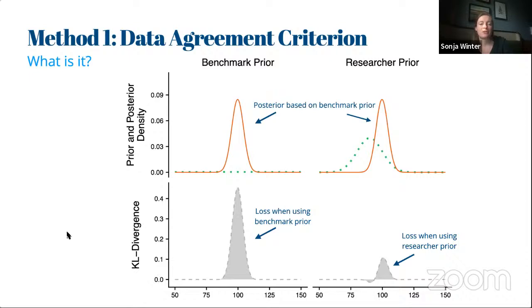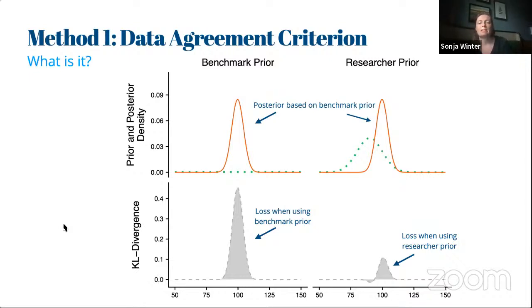And we see this in the top left of this figure. The green dotted line represents a very flat prior, and the orange solid line represents this posterior distribution, which we also call the reference distribution. We can visualize how much information we lose when we try to approximate this posterior using our prior, which is shown in the bottom left plot. Here we can see that when we try to approximate the reference posterior using this really flat prior, we lose a lot of information because the benchmark prior places very little probability on the region that the posterior distribution is centered on. So there's a very peaked gray distribution here.